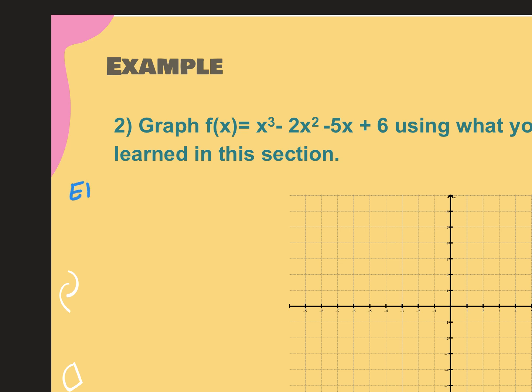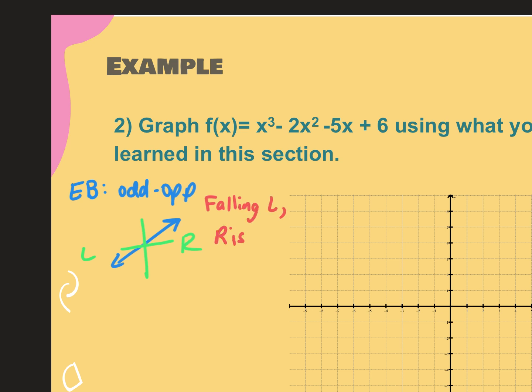So my end behavior. Highest exponent, odd or even? Odd, so I think odd opposite. If it's odd, we think like a line. Is that a positive x cubed or a negative one? Positive, so it's going to look like this. So if I look at this from left to right, what is my end behavior? It's falling left and rising right. You always look left to right, the same way we read a graph. Good.